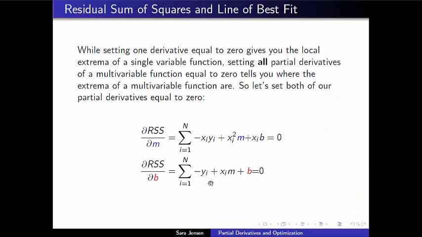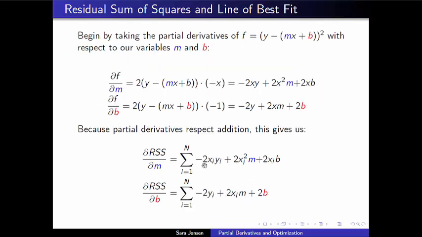So let's do that. Let's take our equations from the previous slide, those partial derivatives that we found with respect to m and b, and let's set both of those equations equal to 0. Our goal then is to solve these equations individually for m and b. You'll notice that the 2 from the previous slide is missing from each of these terms, but there was in fact a 2 on each of the addends inside the sum.